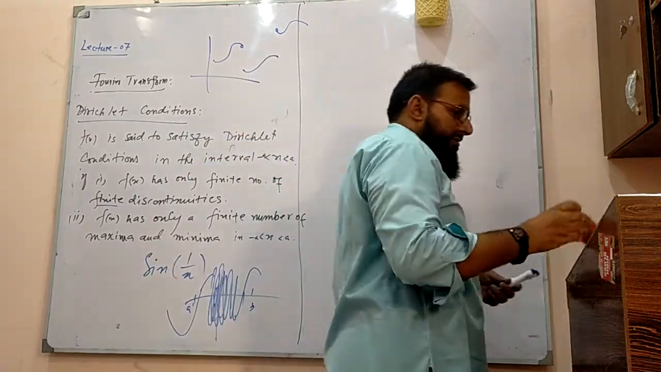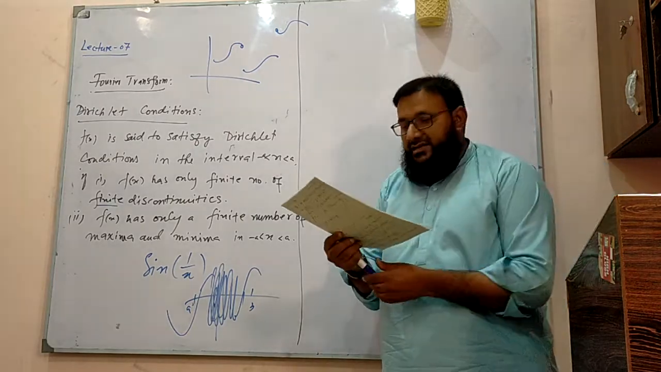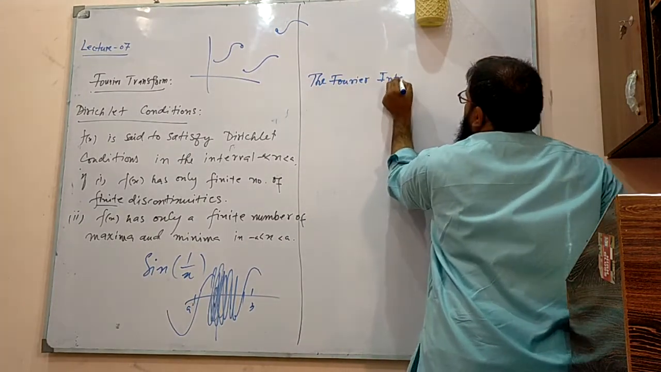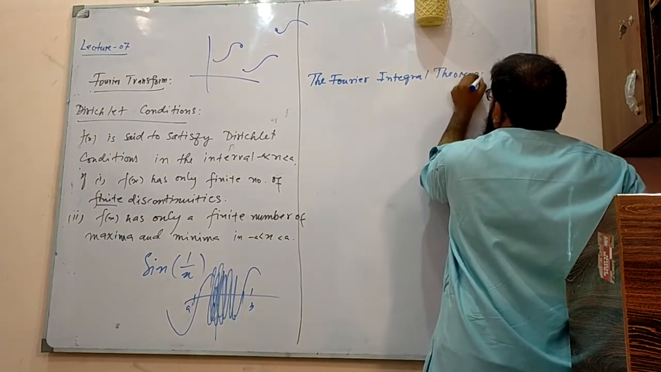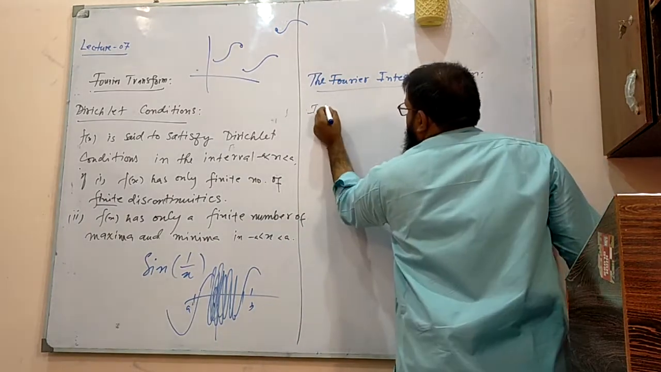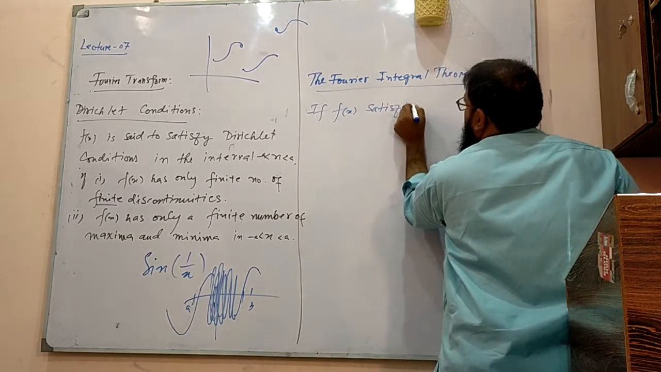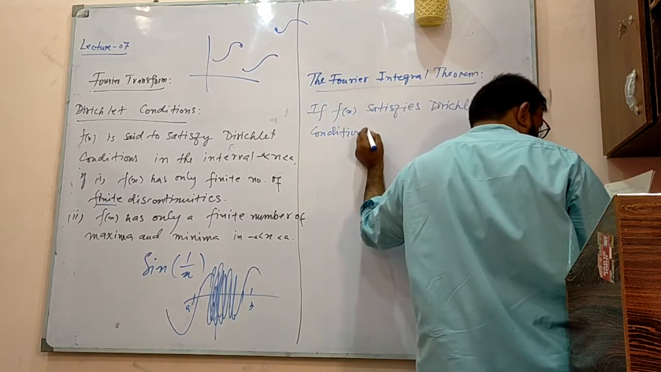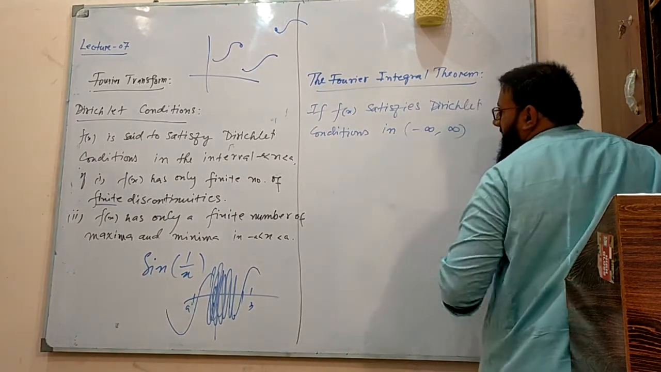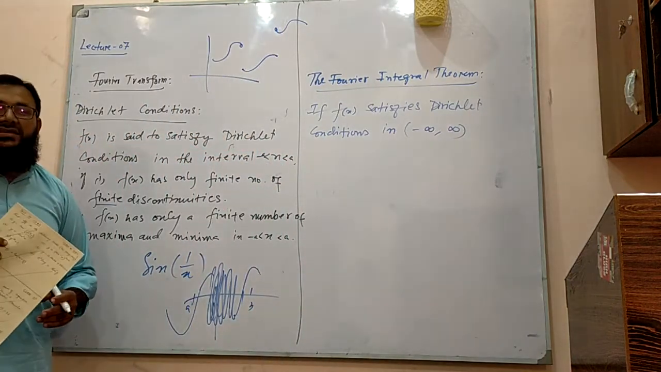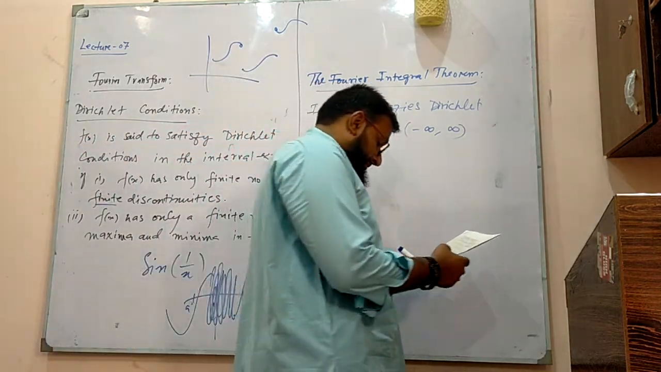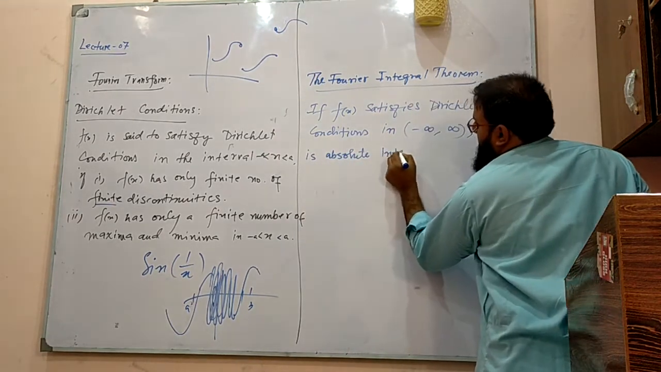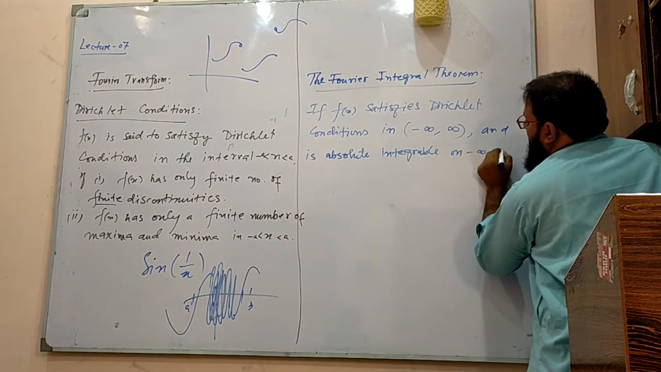Okay, with the help of this, we can state the Fourier integral theorem. So we say that if f of x satisfies Dirichlet conditions, now you have these conditions on this whole real line, not from minus a to a, but from minus infinity to positive infinity, and is absolutely integrable on minus infinity to infinity.